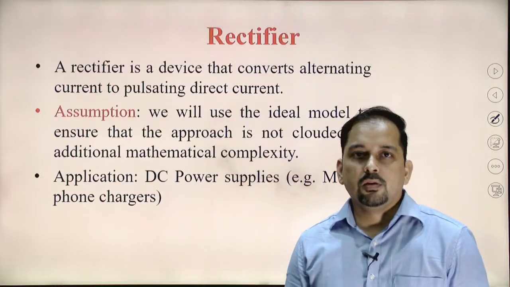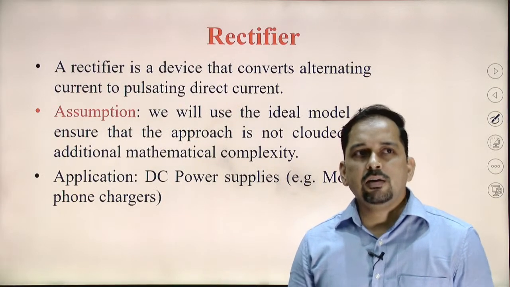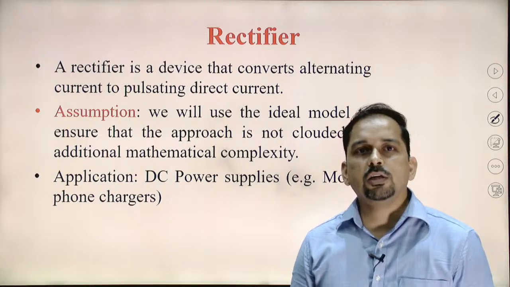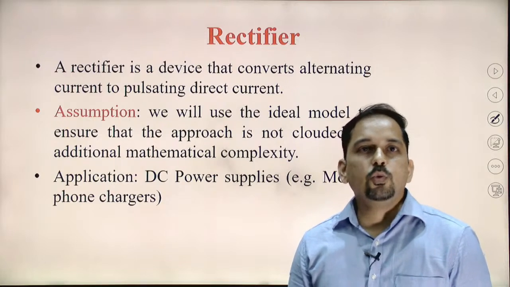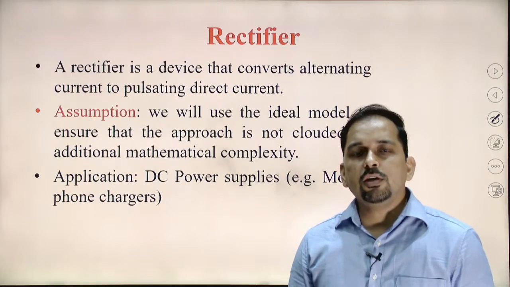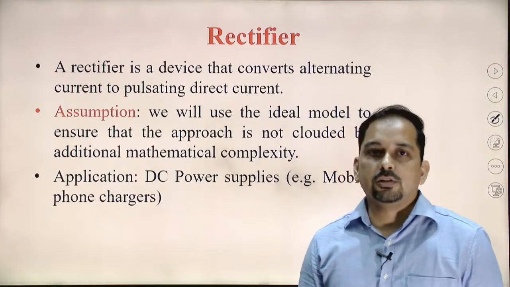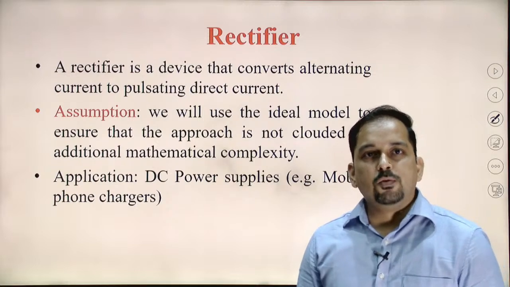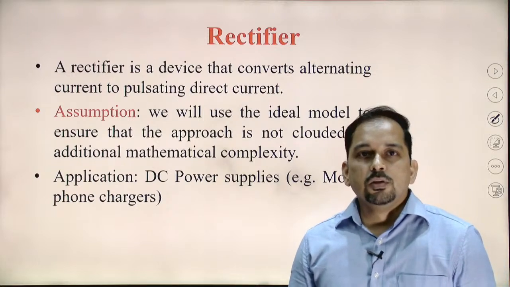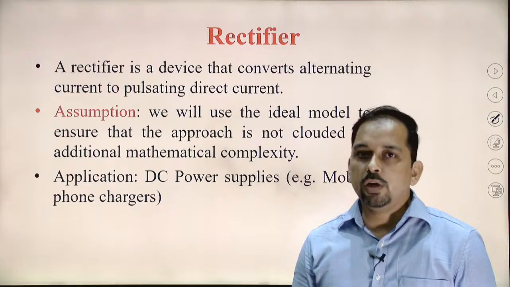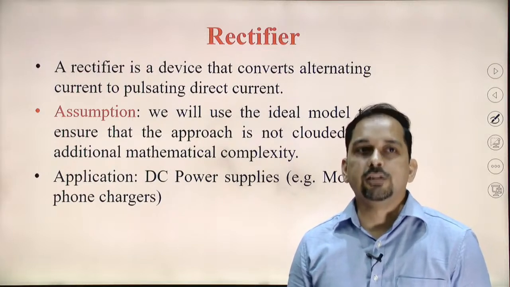Rectifier. So first of all, what is a rectifier? A rectifier is a device that converts alternating current to DC current. Now this is not the form of DC which is required for applications like mobile phones or LED televisions. This type of DC is not pure DC; it is known as pulsating DC.